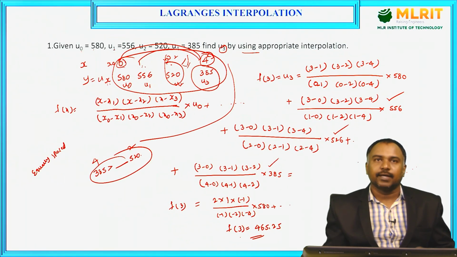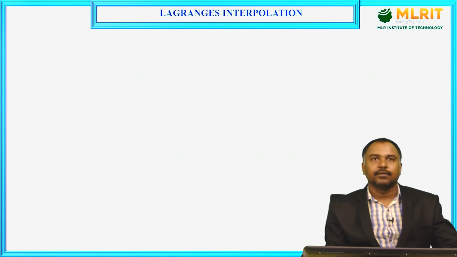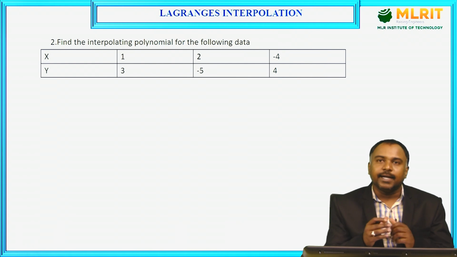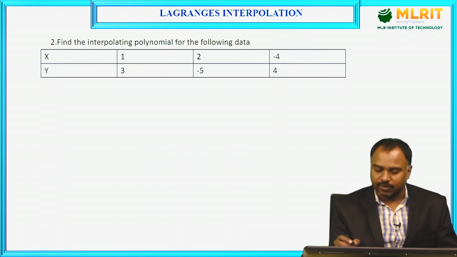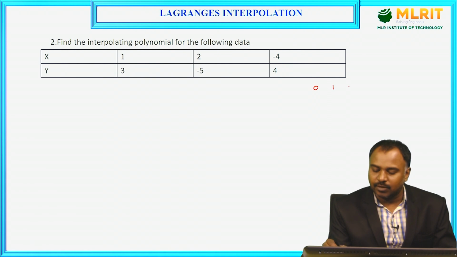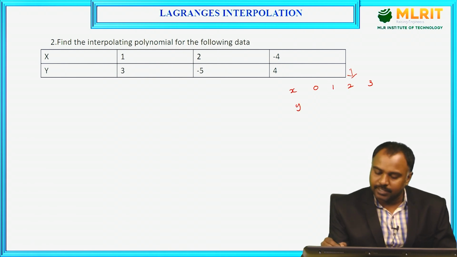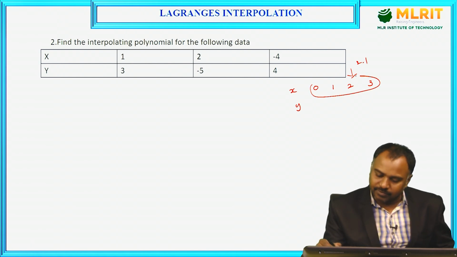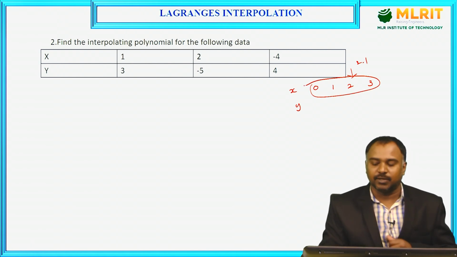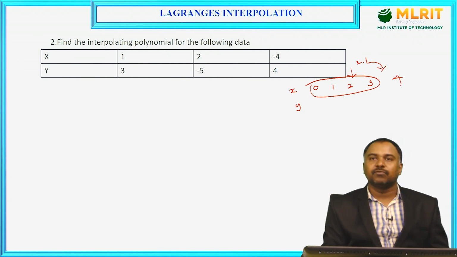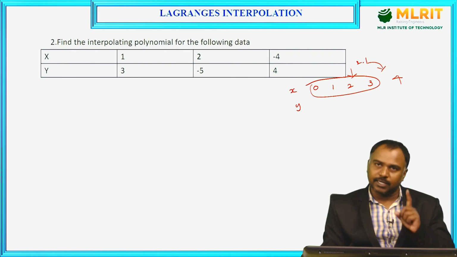Similarly, we can also use Lagrange's interpolation for finding the polynomial. In the previous one, the 3 is located inside. The given data is 0, 1, 2, 3. If you want a value lying inside the table, it may be 2.1, 2.3, anything between 0 and 3, you call it interpolation. Sometimes you want to find a value outside, it may be 4, 5, or 6.